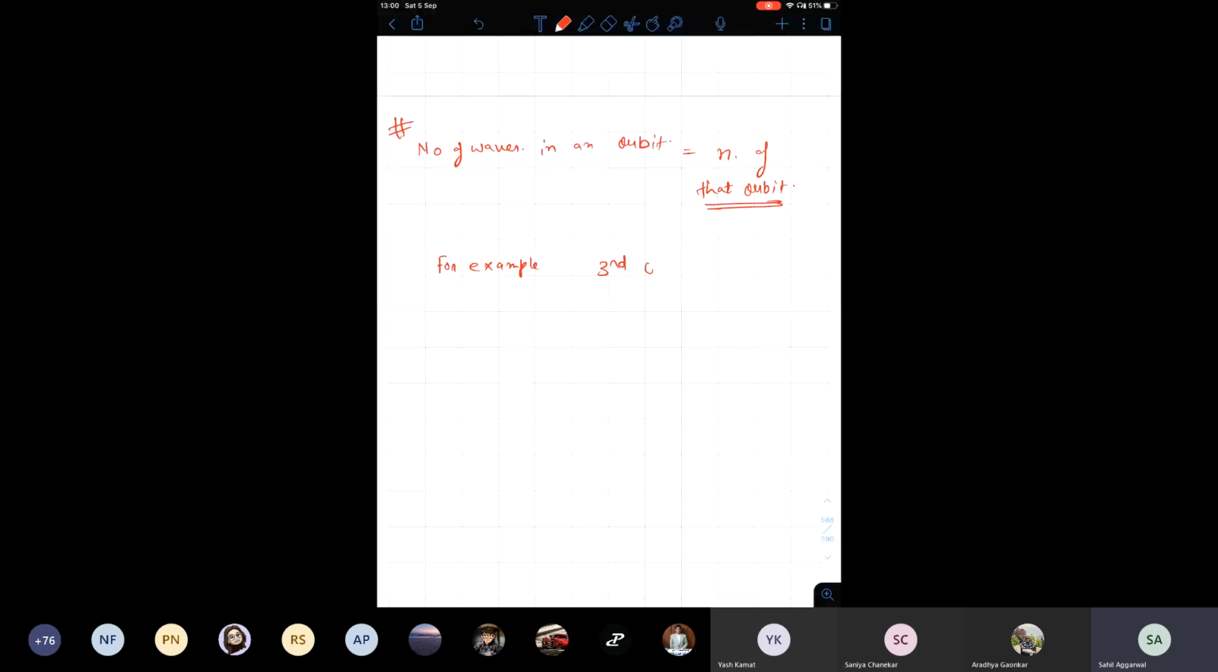In the third orbit there will be 3 waves. In the fourth orbit there will be four waves. So the question comes, how many waves are present in that particular orbit?